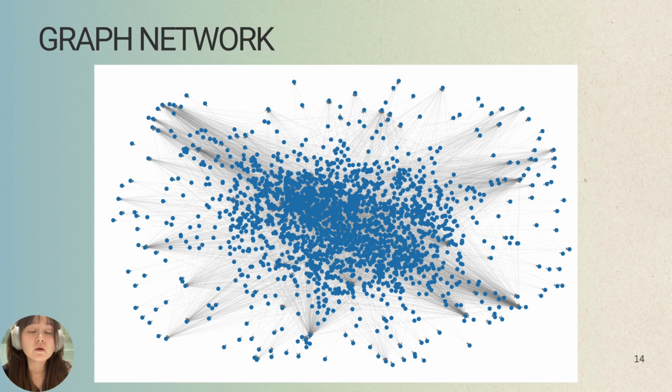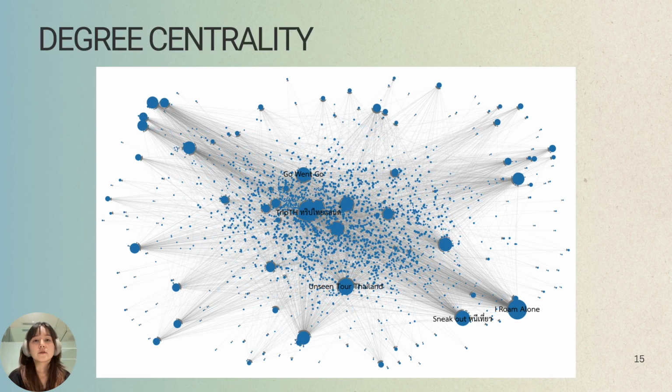So this is the network graph that we got from our mockup data after using NetworkX. So now let's talk about degree centrality. Degree centrality measures the number of direct connections a node has. It indicates how active or central a node is within the network. Nodes with higher centrality are more connected and can significantly influence the network.